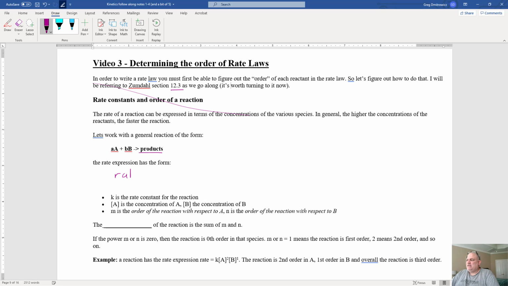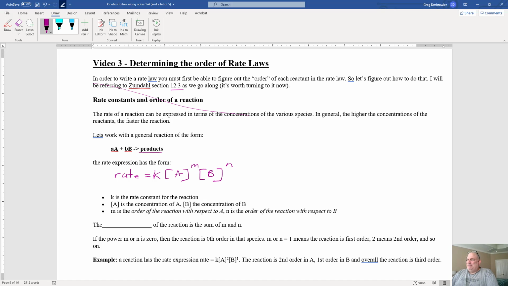We'd write rate is equal to, and remember, every single equation that you have an expression for is going to have a constant k, and it's going to be based on the concentration of the first thing raised to some order, some power, times the concentration of the second thing raised to some order. We'll call that m, n.